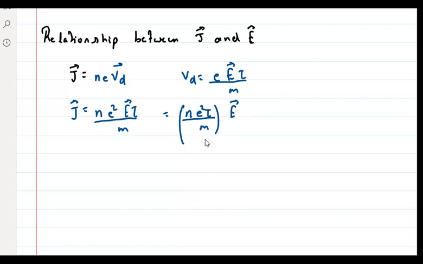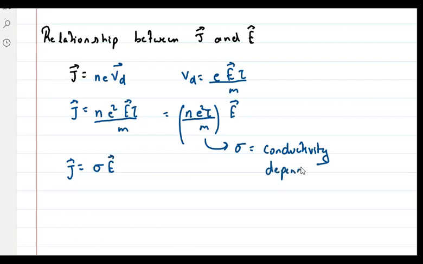So this whole term is called sigma, which is basically conductivity, right? Mass of electron, Jitendra, that is constant, right? Okay. So I can say, sir, this expression can be written as J is equal to sigma E. Anyone have any doubt in this? Right? And this depends only on temperature, for a given material. Okay, got it? Tell me, got it?